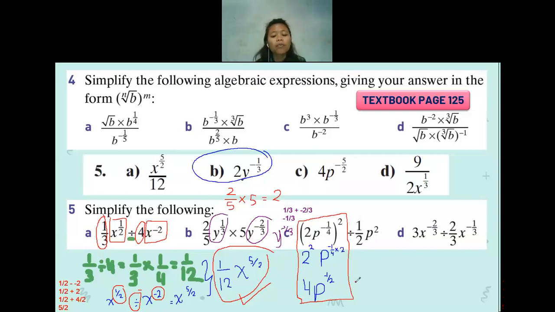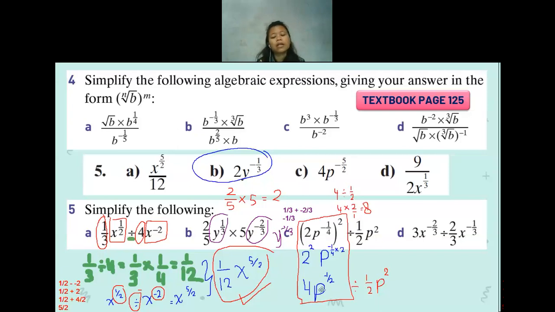The divisor in here is 1 per 2 p per 2. So now we can read it as 4p to the power of a half divided by a half of p square. As I told you, we simplify the numbers first. The numbers that we have is 4 divided by a half. It is a division, so we can change it into a multiplication by flipping it upside down, or finding the reciprocal. So 4 divided by a half will be equal to 8.